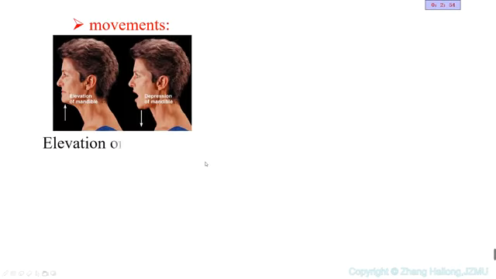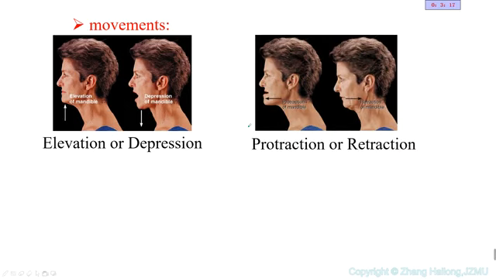Now it's about movement. The first, this joint can move upwards. Moving upwards is elevation, closing your mouth. Going downwards is depression, opening your mouth. The second pair, protraction and retraction. Protraction means the mandible moves forwards. Then moving backwards is retraction. Okay.